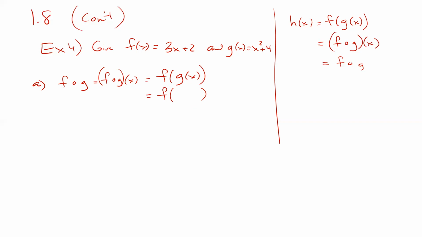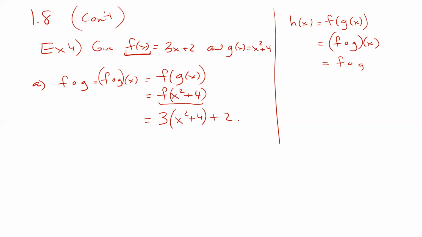So what we do is we define what G of X is. G of X is X squared plus four. We good? Notice the notation right here and then the notation right here. My original function is F of X is 3X plus two, right? What we want to do is squeeze X squared plus four into our variable. So what we're going to get is 3 times (x squared plus 4) plus 2. Are we good there?